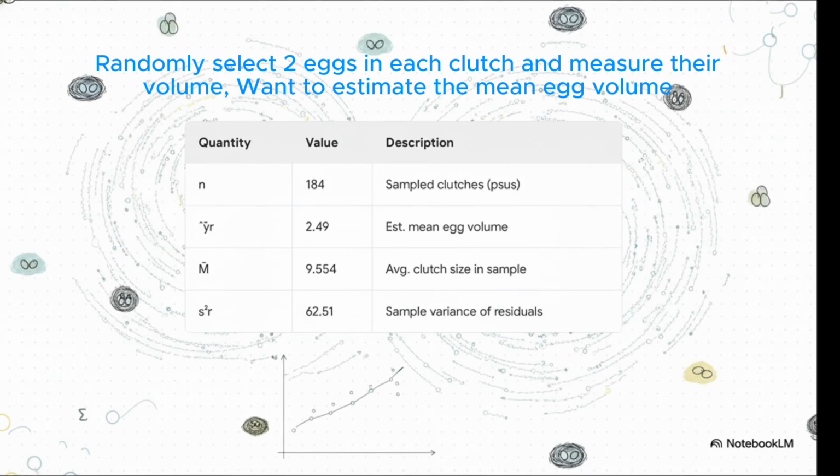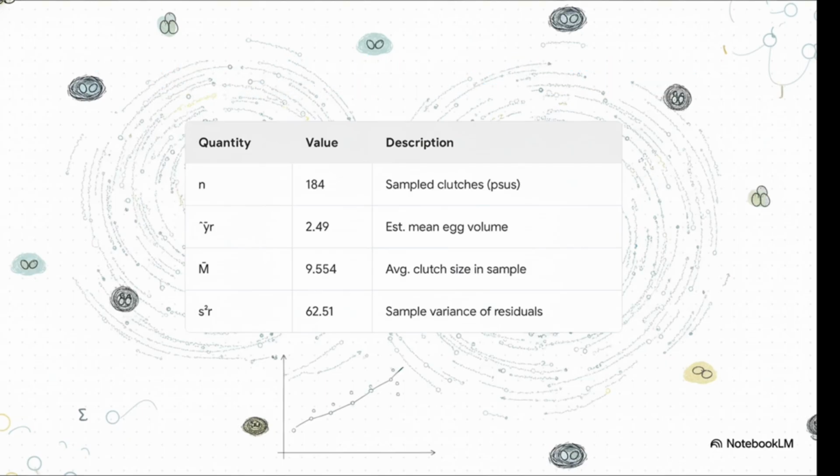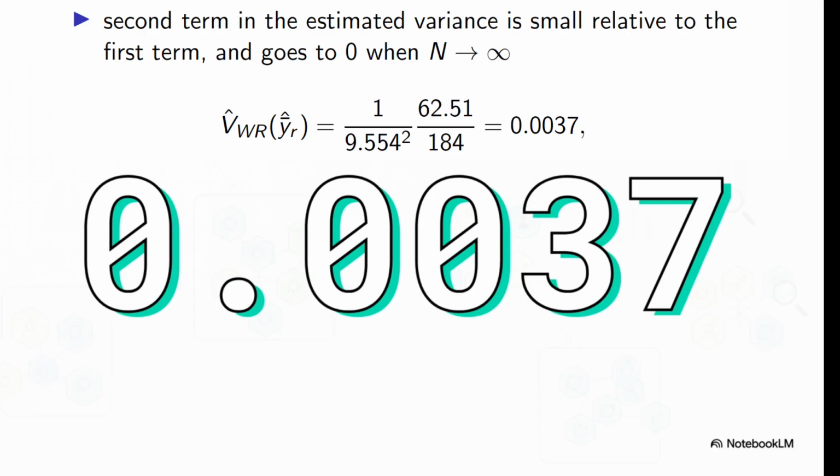They sampled n equals 184 clutches. Using that smarter ratio estimator, the estimated mean egg volume, y bar hat r, came out to 2.49. The average clutch size in their sample, m bar, was about 9.5. And that last piece we need for the variance, s squared r, is the variance of the residuals. A residual is just the prediction error for each clutch. It's how far off that clutch's total volume was from what you'd guess based just on its size. Here it was 62.51.